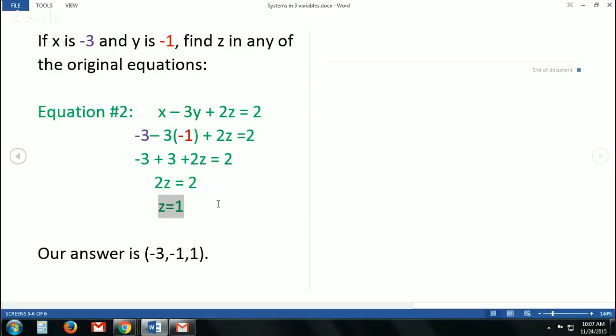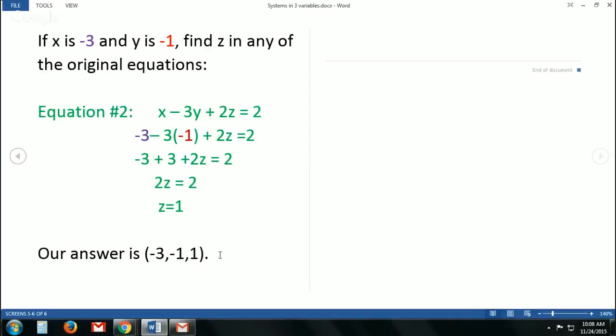Now, I need to write my solution as an ordered triplet. The x is first, the y is second, and the z is last. So x was -3, y was -1, and z was positive 1. Here is our solution. An ordered triplet has parentheses around it, commas between the x, the y, and the z, and this solution should work in any of the three equations. You can substitute those numbers in for x, y, and z in any of the three equations, and you should now have a true statement.